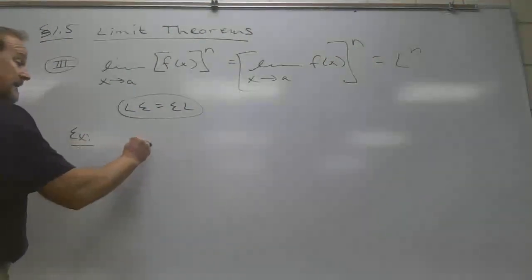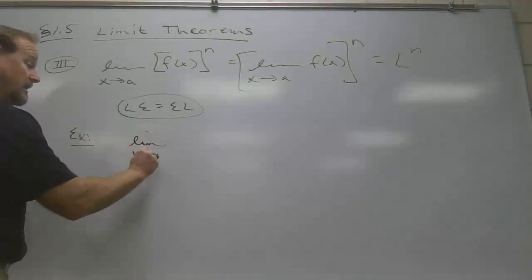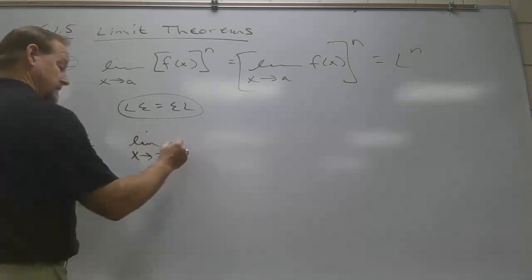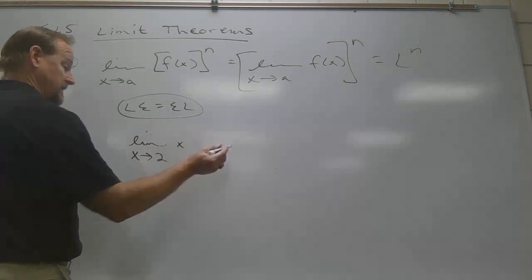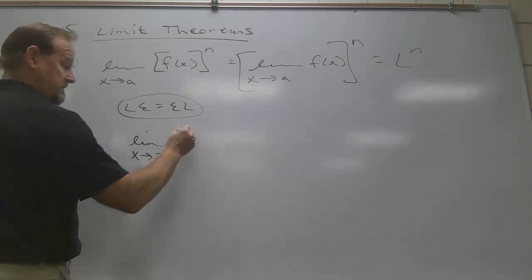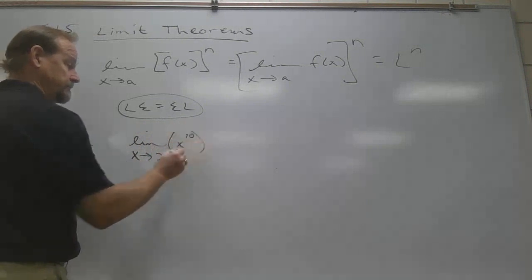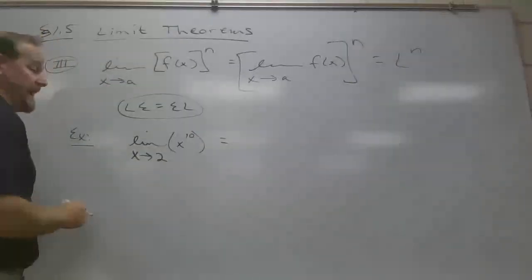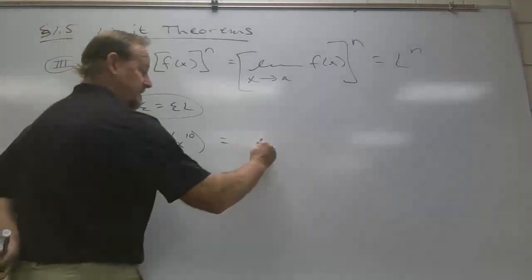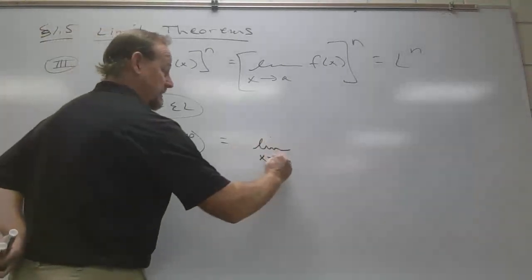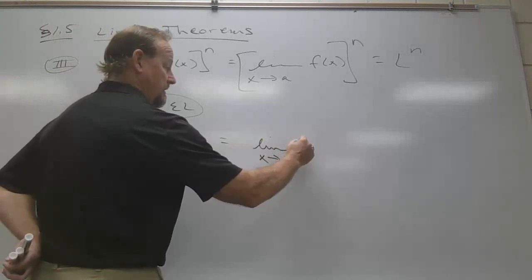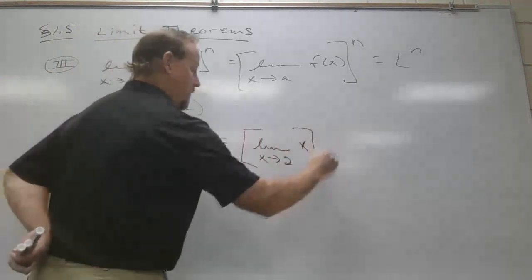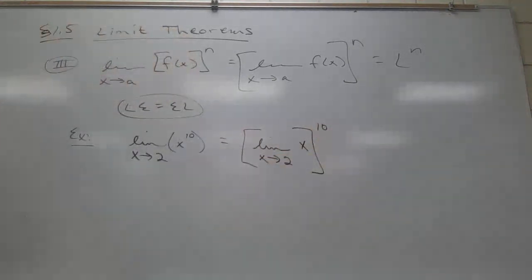If I have the limit as x approaches 2 of, I don't know, x to the 10th power. Well, how can I rewrite this? By the theorem, proven fact, I can rewrite this as the limit as x approaches 2 of x, this quantity, to the 10th power, right?